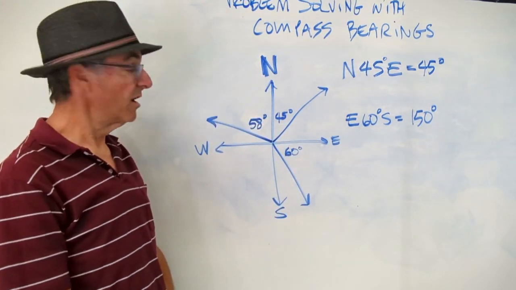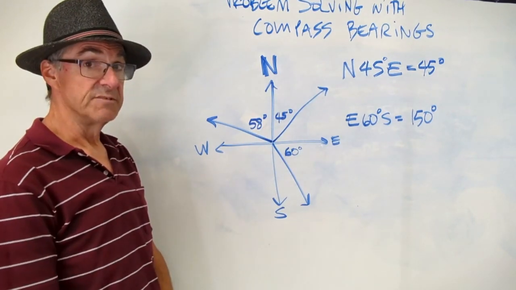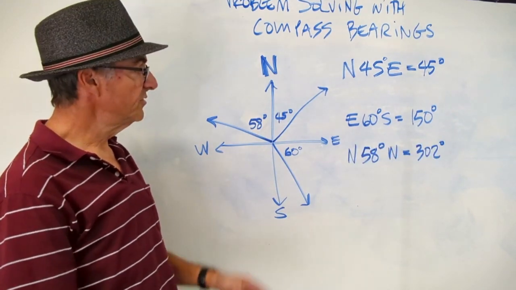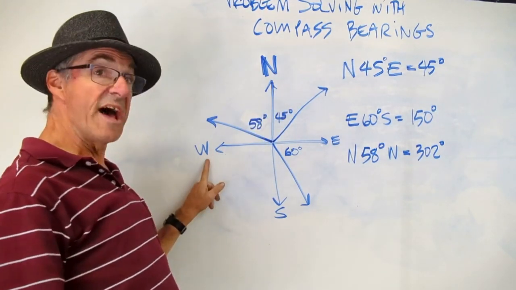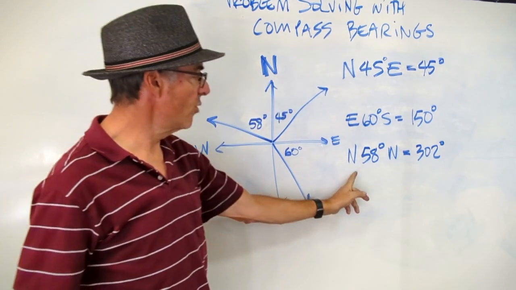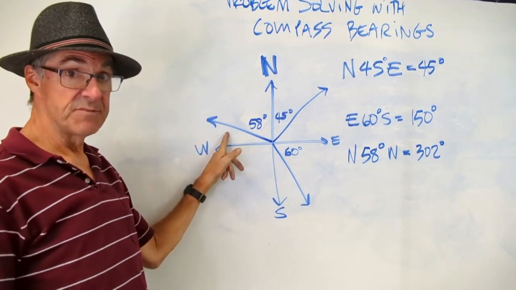Let's do one more. 58 degrees in here. Go ahead and write that in both notations. All right, so the first notation is we are just 58 degrees to the west of north. So that's north 58 west. So that specifies that bearing.